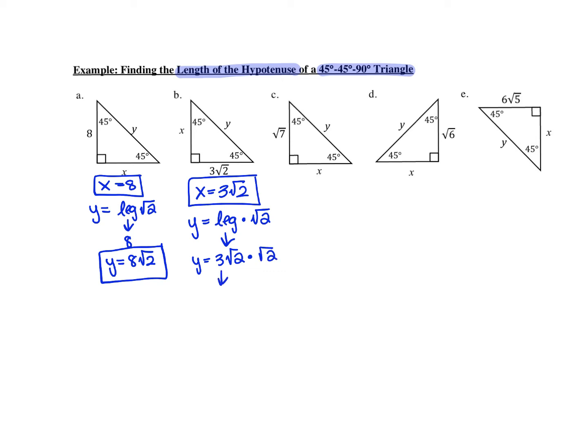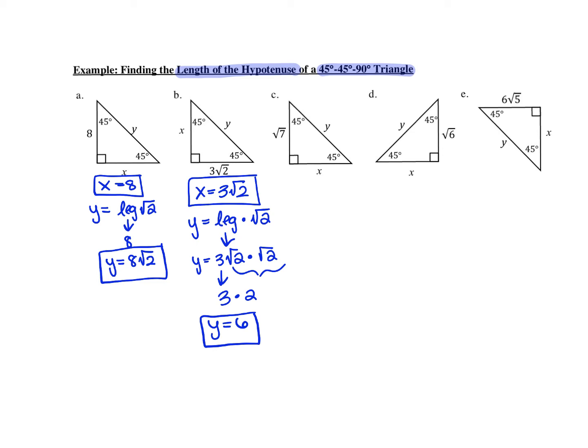So then that would be 3, and then root 2 times root 2 is just 2. So y is equal to 6. So when you have special right triangles, it's kind of nice because you no longer have to do Pythagorean theorem to find the different missing sides or the different lengths. So this offers a quicker way to solve these problems.